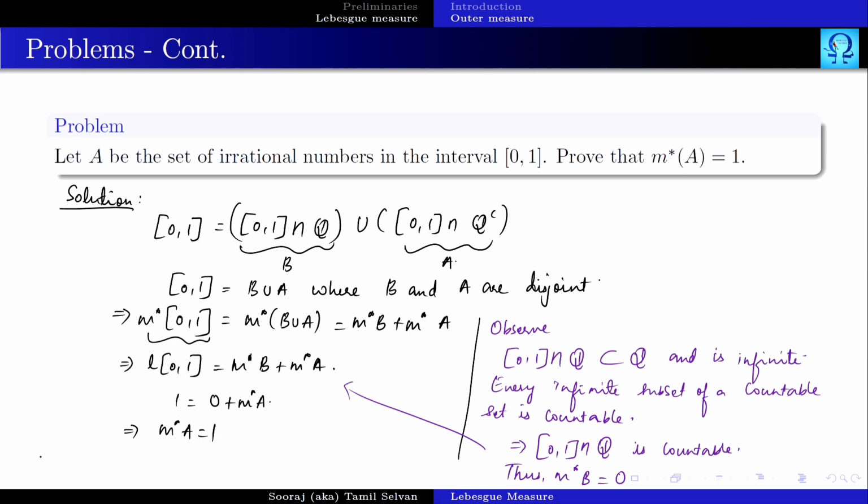So this tells us what? The set of irrational numbers in [0, 1] has outer measure 1.